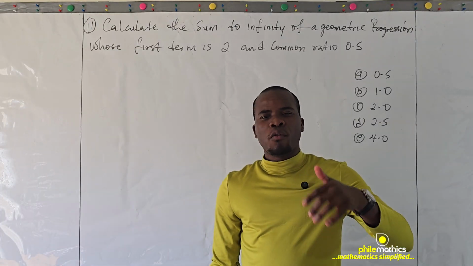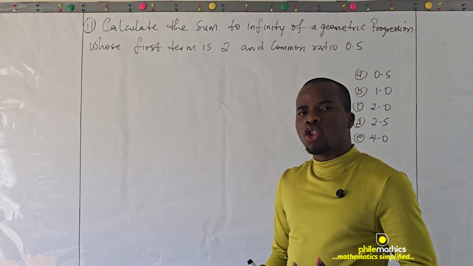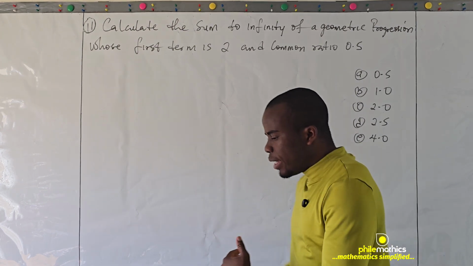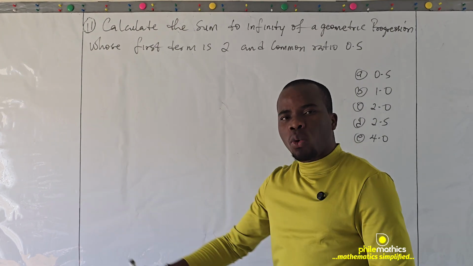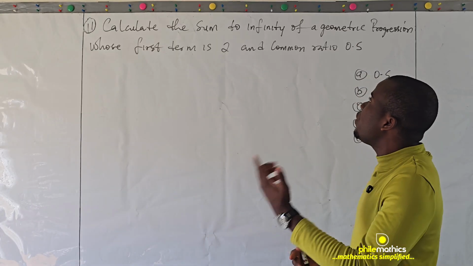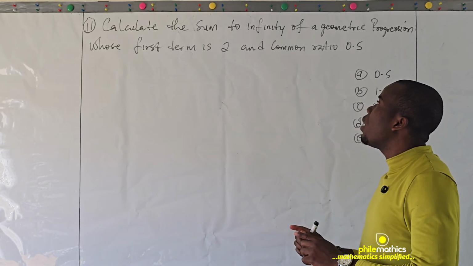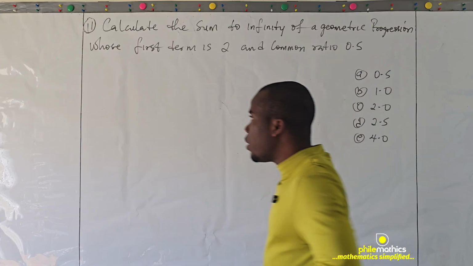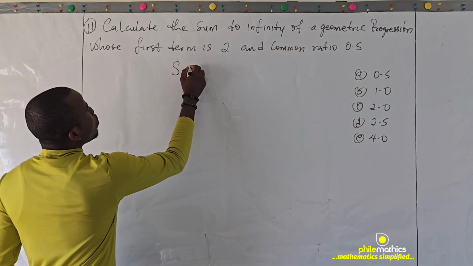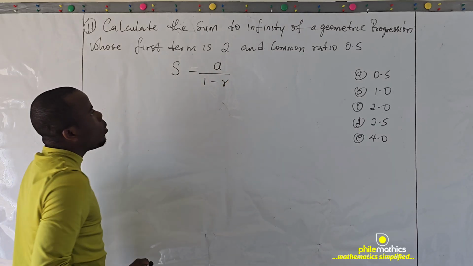The 11th problem of NECO 2025 is on sum to infinity of a geometric progression. Remember, a geometric progression is a sequence of numbers that increases or decreases by a common ratio, which is a multiplicative effect. The question says, calculate the sum to infinity of a geometric progression whose first term is 2 and the common ratio is 0.5. You want to recall the formula for sum to infinity. The formula says sum to infinity is first term over 1 minus the common ratio.